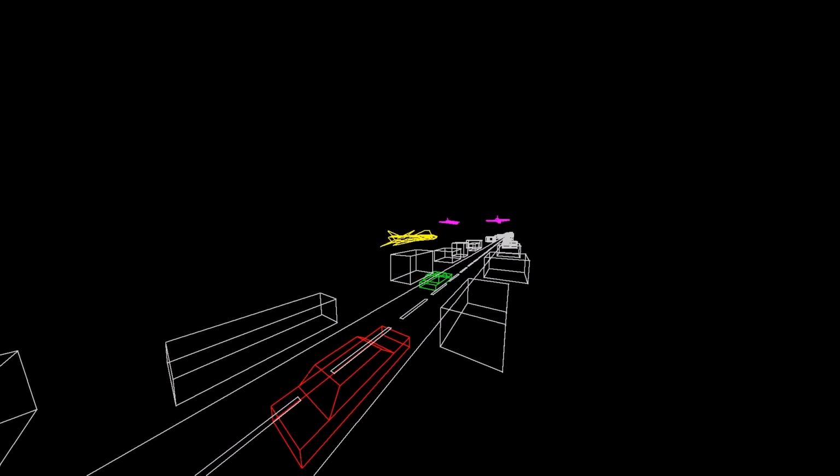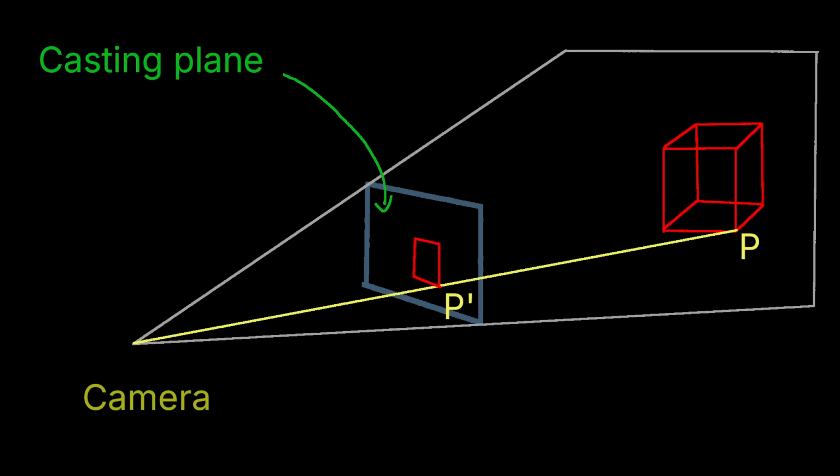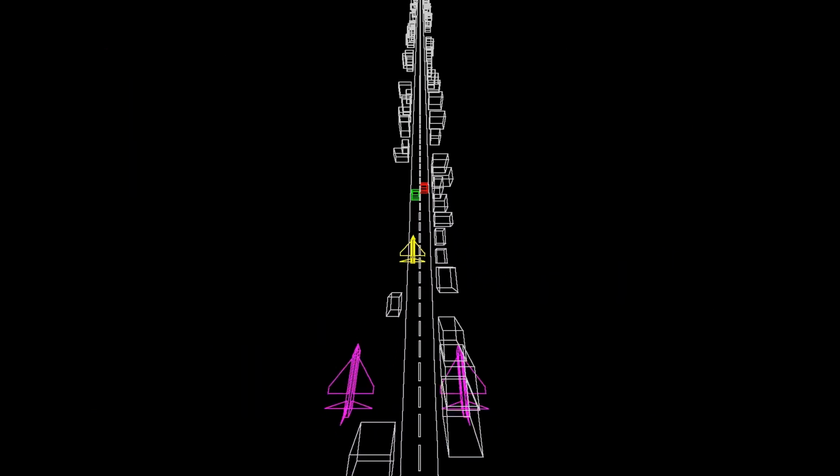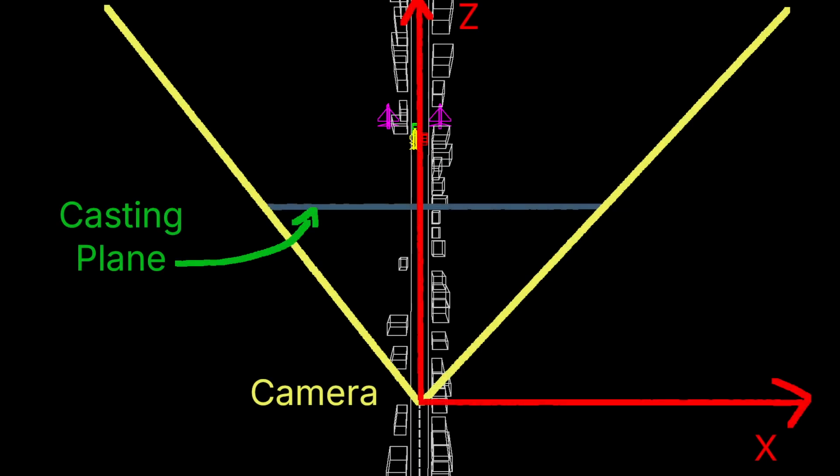Your screen is flat, so how do we fake depth? It's actually just geometry. We take a 3D point and project it onto a flat plane. Once we do that, we can drop one dimension and draw it on a screen. To make this easier, imagine you're looking straight down the y-axis. Now we are only working with x and z.